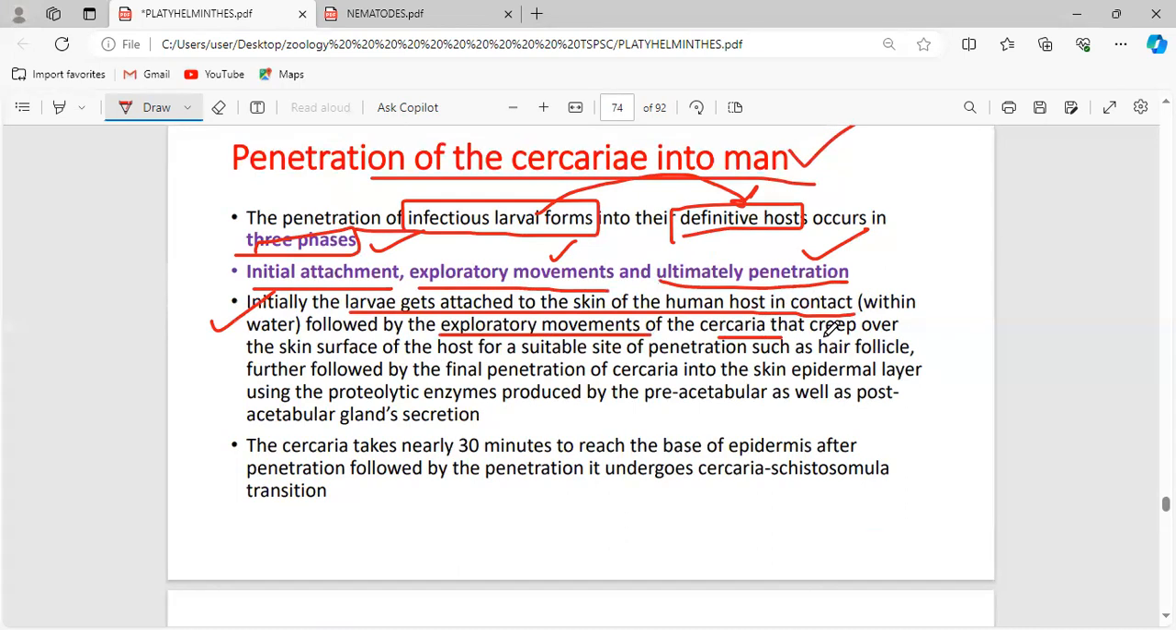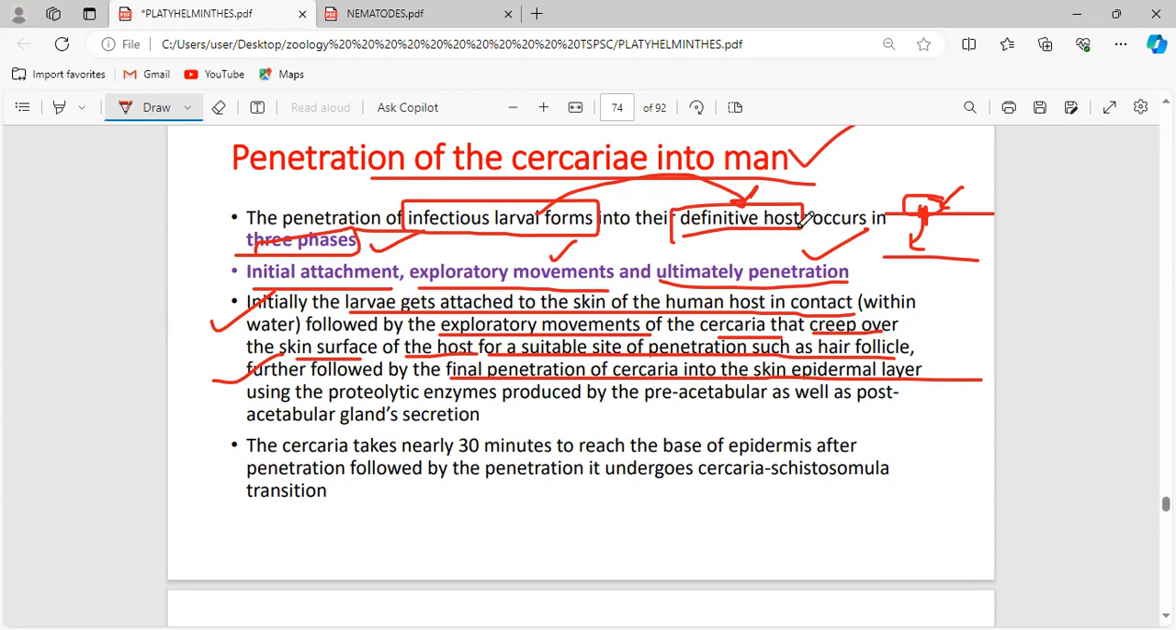What are exploratory movements? They creep over the skin surface of the host looking for a suitable site of penetration, such as a hair follicle, followed by the final penetration of the cercaria into the skin epidermal layer. Consider this as the skin. Now the parasite is in contact with the human surface. Now it has to open the skin. That is said to be the exploratory movement. After that, it enters into penetration. It moves through the skin and enters the body of the host. These are all the three important movements when it comes to the penetration of the cercaria into the human.